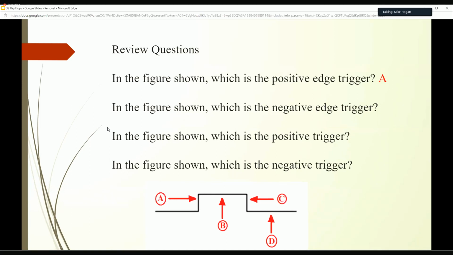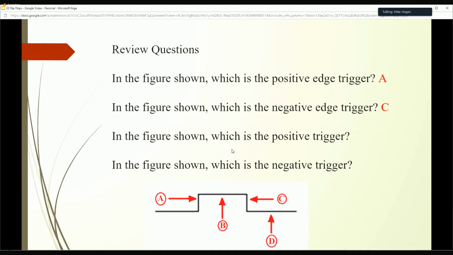Well, when we're looking at that positive edge, it's going from a low to a high, right? So it's going from a 0 to a 1. So if that's the positive edge, what's the negative edge? C. C, okay. All right.